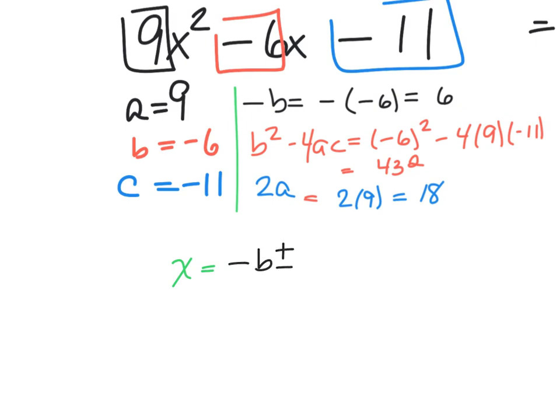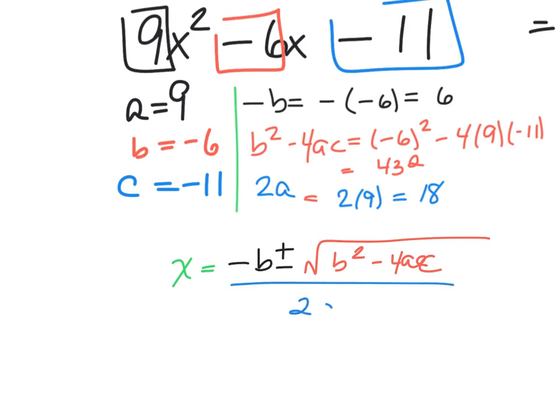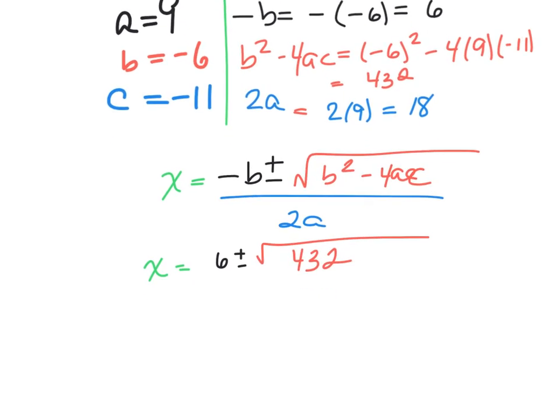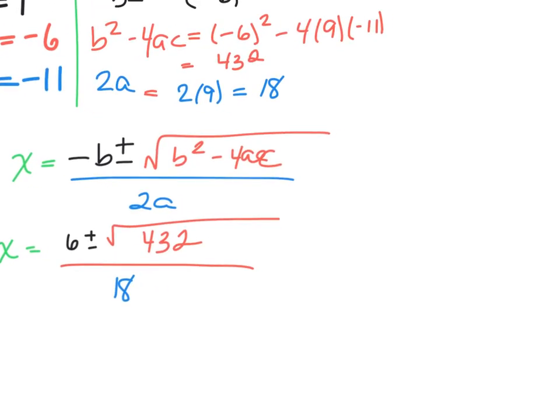B plus or minus the square root of b squared minus 4ac all over 2a. So I get x equals 6 plus or minus the square root of 432 all over 2a, which was an 18. We now need to do some messy math and simplify our radical 432.